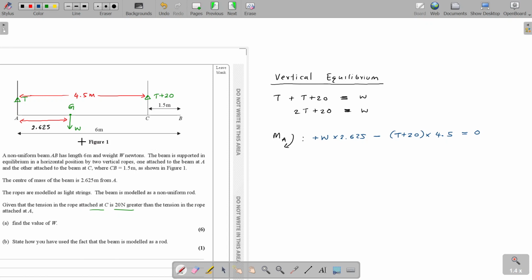Now it's a matter of solving a pair of simultaneous equations. So first let's simplify. W into 2.625 minus T plus 20 into 4.5 equals 0. We are supposed to find the value of W, so if we could replace T here, shall we make T the subject? So 2.625 W equals T plus 20 into 4.5. Is this okay? I brought the minus T plus 20 into 4.5 to the other side. Now divide by 4.5. Divide 2.625 by 4.5, what is the answer? I'm going to bring this 4.5 as a division. 7 over 12. So I get 7 over 12 W. Is that correct?